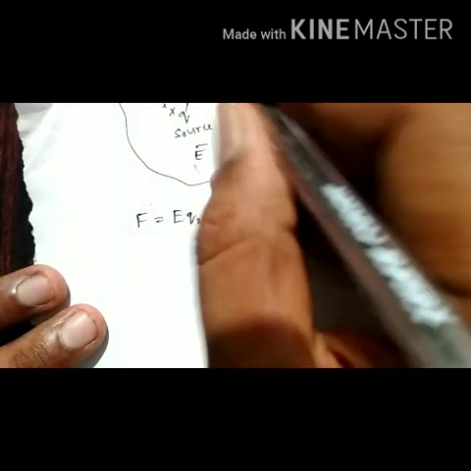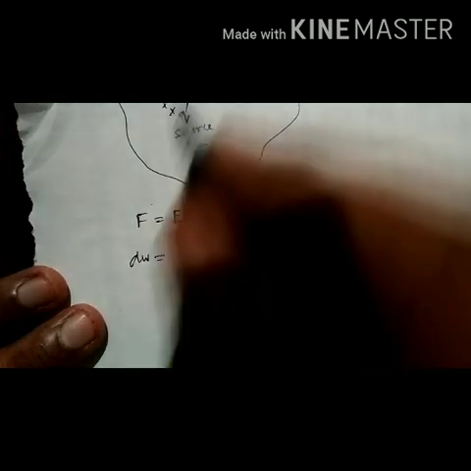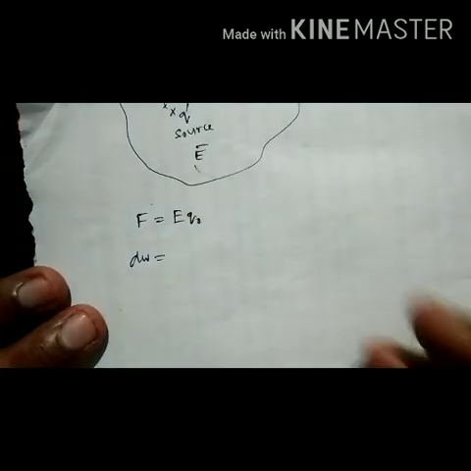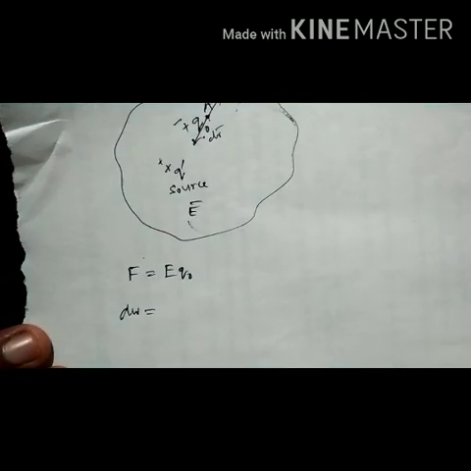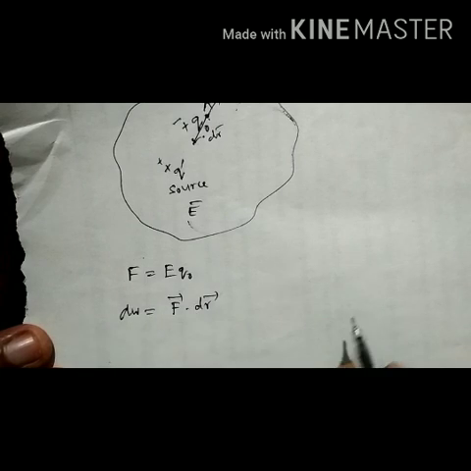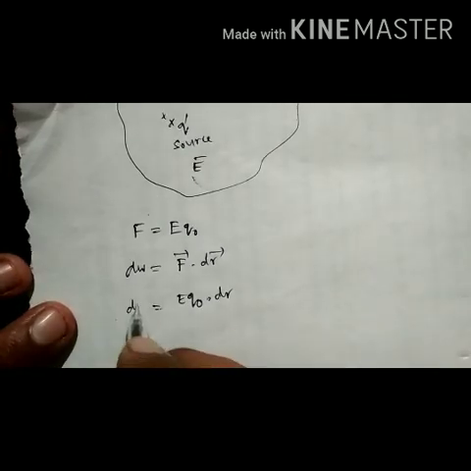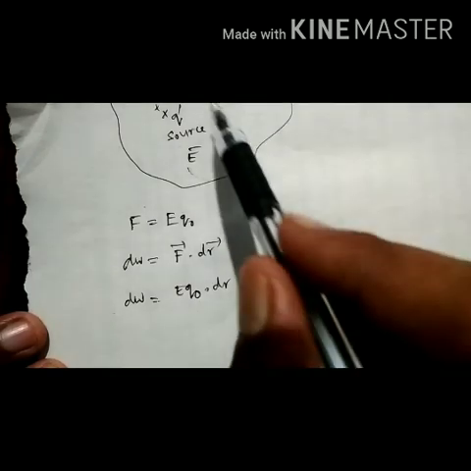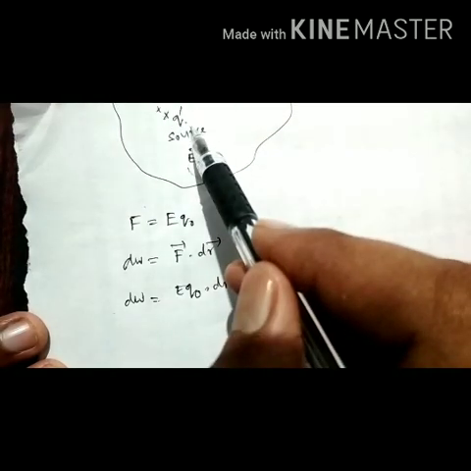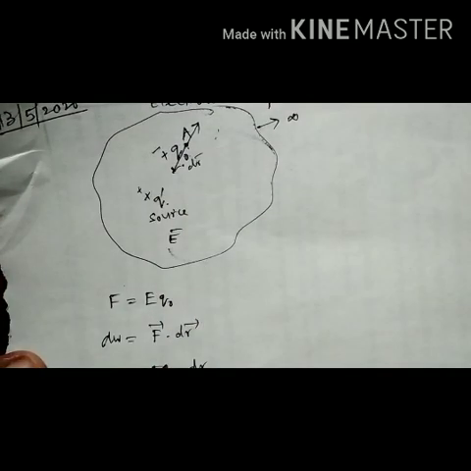So here the field is doing work, a small work done by the field due to the motion of the charge for a displacement of dr. So here dW, the work done, is equal to F dot dr, which is nothing but equal to EQ0 into dr. I have taken it as magnitudes. This work done on the charge by the field is stored as potential energy of the system, or the interaction energy of the system.